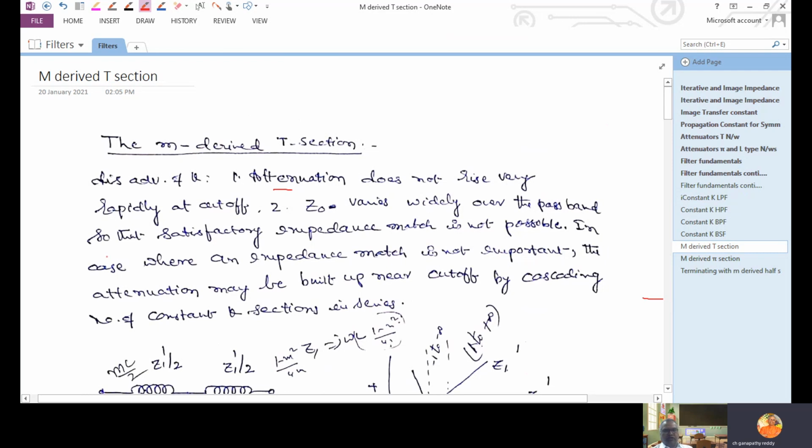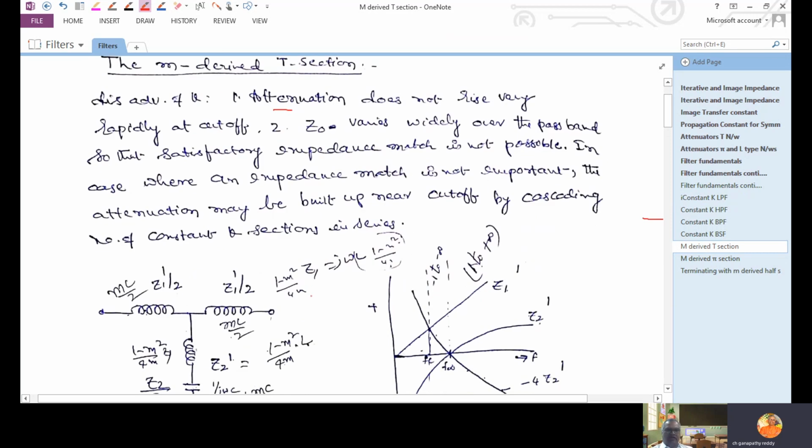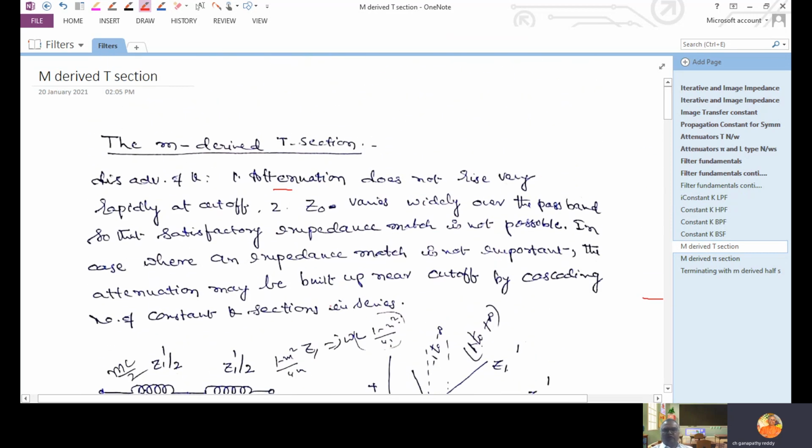So what is the first drawback? Attenuation alpha is varying slowly, not rapidly. Second, in the pass band the characteristic impedance is not fixed, it is changing. Therefore impedance mismatch is there, and effectively power will not reach the load. These are the important drawbacks of the constant K filter. To eliminate these two drawbacks, we go for the M-derived filter. So next class we will study the M-derived filter. Now I will stop.